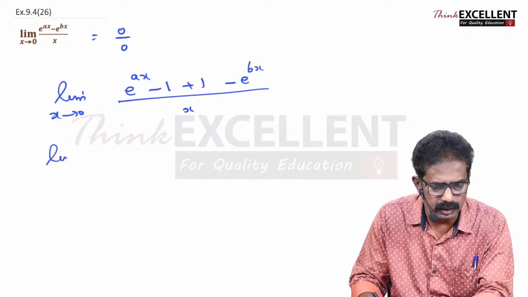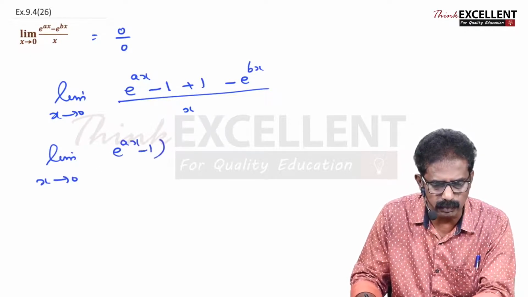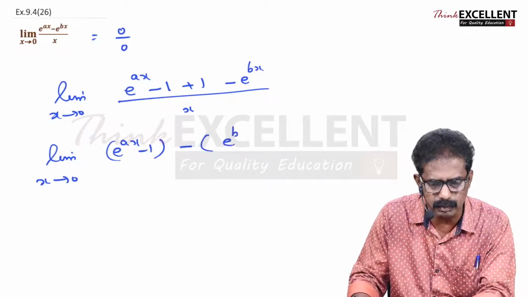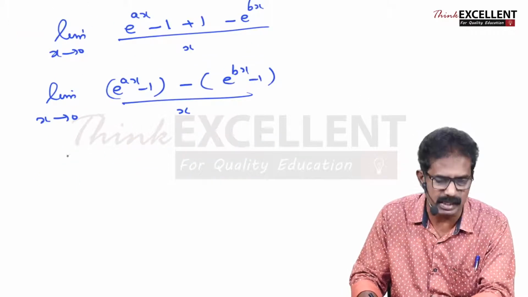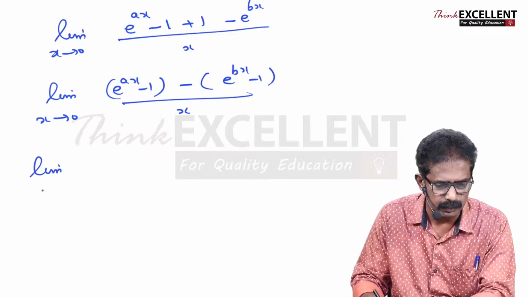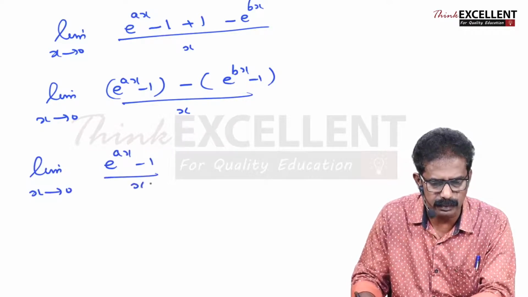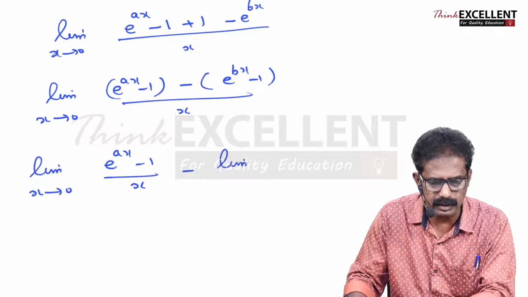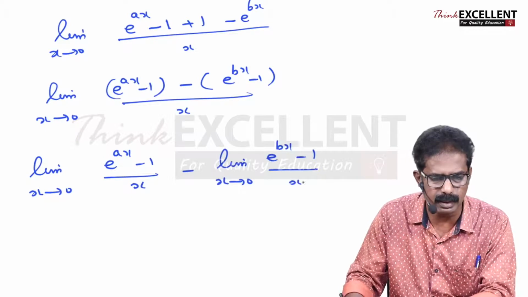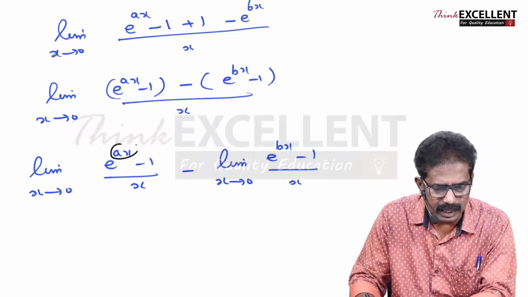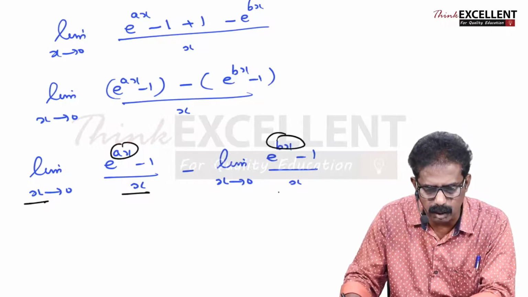So limit x tends to 0, e raised to ax minus 1, group, first group. Take a minus outside, so e raised to bx minus 1, divided by x. Split into 2 limits. So the first one is limit x tends to 0, e raised to ax minus 1 by x, minus limit x tends to 0, e raised to bx minus 1 by x. Since we have ax, we want here ax, here also ax. In the second case, it is bx, so I want bx, here also bx.